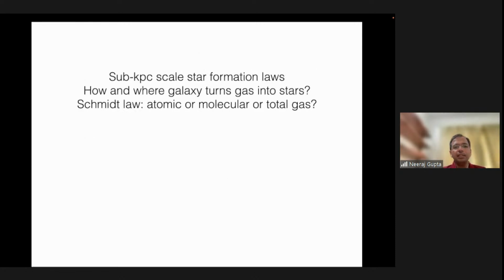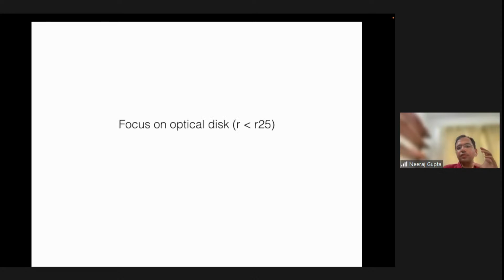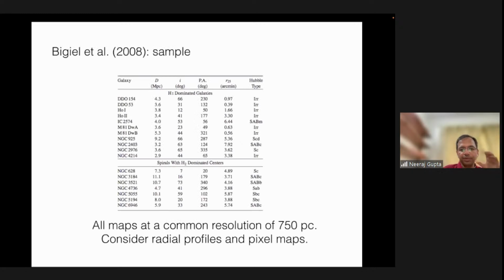So what we want to understand is two questions. One is how and where galaxies turn gas into stars, and also in the case of the Schmidt law, we want to understand which phase of the ISM is important. Is it atomic or molecular or total gas? Right. So let us first focus on the inner region of the galaxy where we have the optical disk. So we confine to a region where the star formation is taking place and visible in the optical.